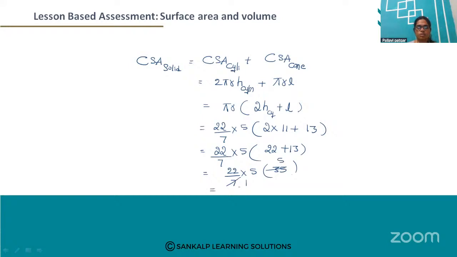So this is equal to 22 into 25. This is equal to 550 centimeter square. This is the curved surface area of solid, 550 centimeter square. So now calculate the volume of the solid.